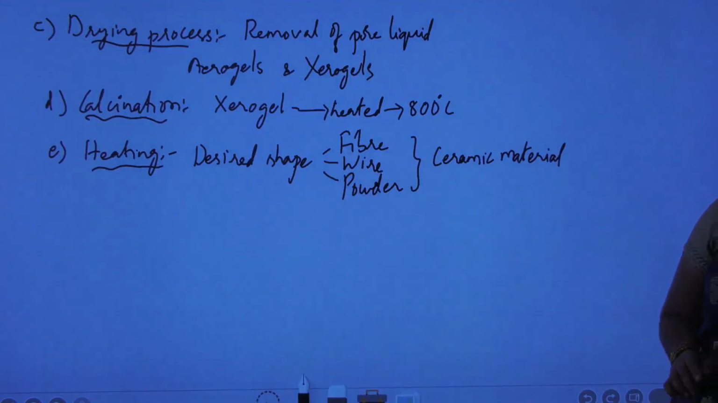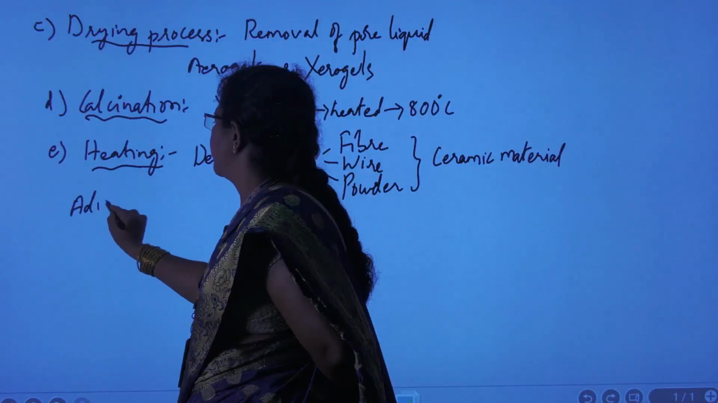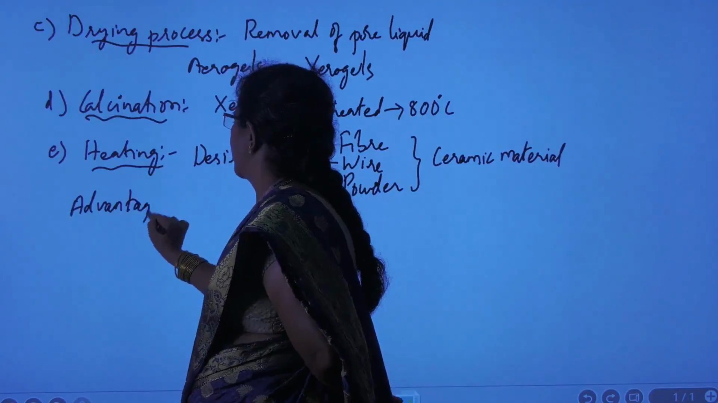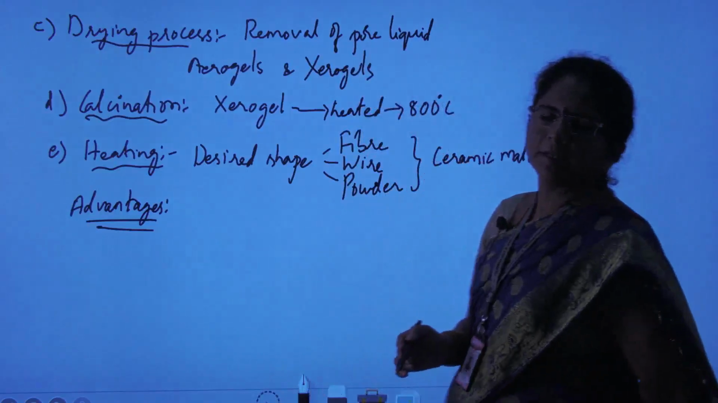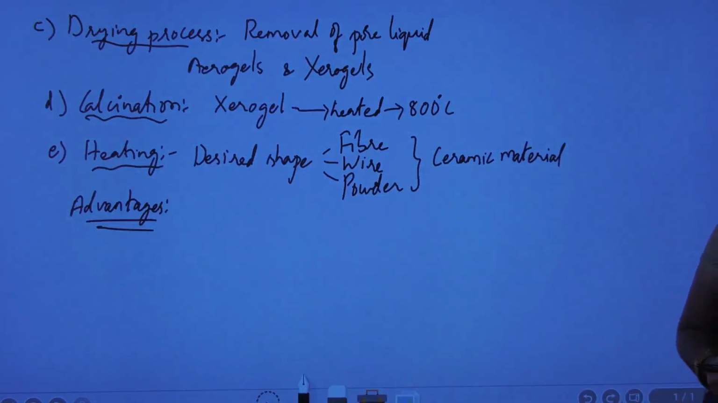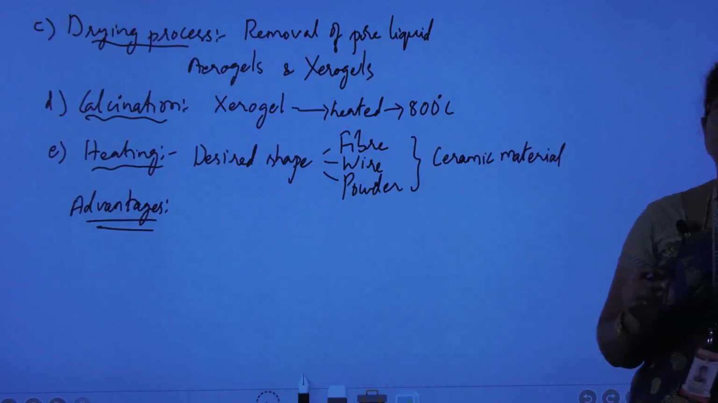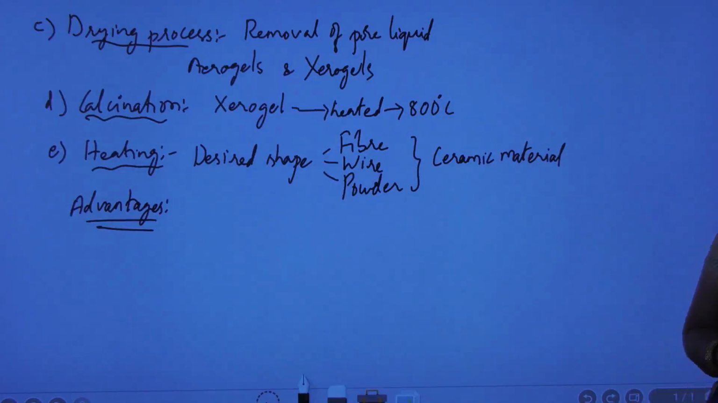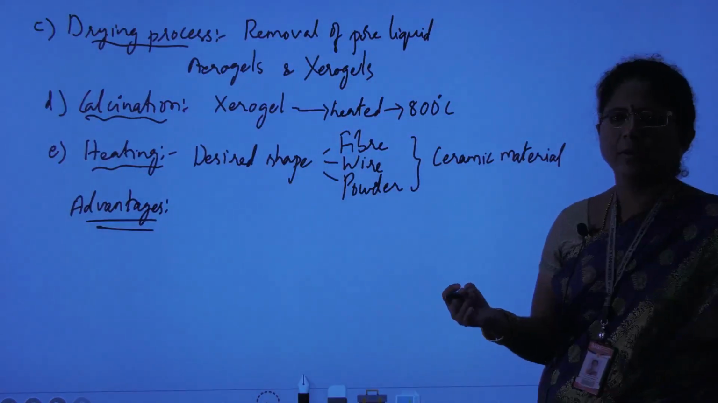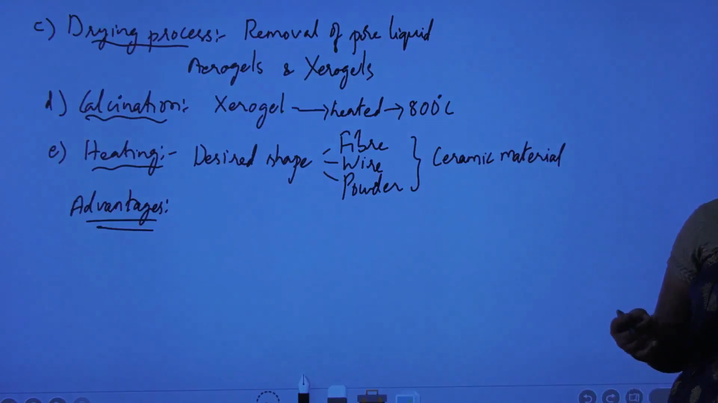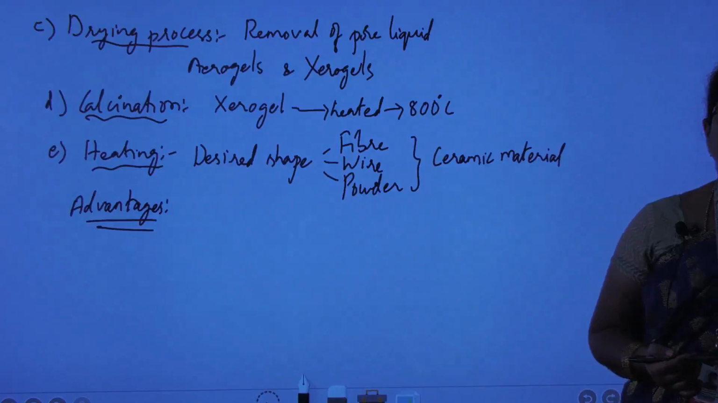After that, we have discussed the advantages of this sol-gel method. What are the main advantages? The sol-gel method is cheap and can be carried out at low temperature, and very thin metal oxides can be prepared. We can prepare nanomaterials like fibers, wires or powder, and this is the best alternate method for the synthesis of glass.